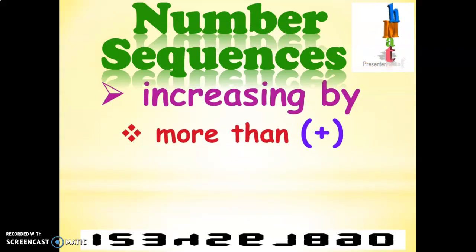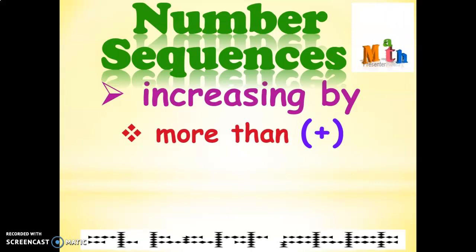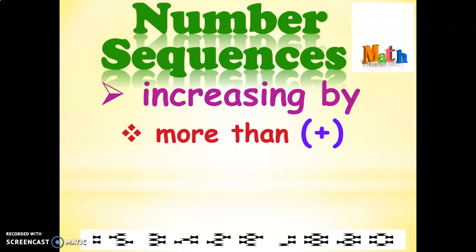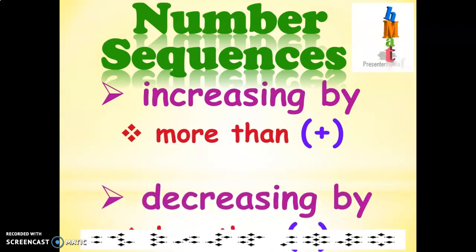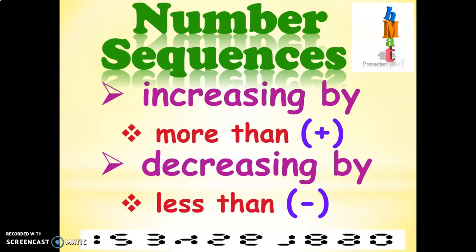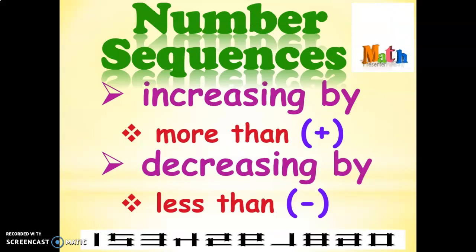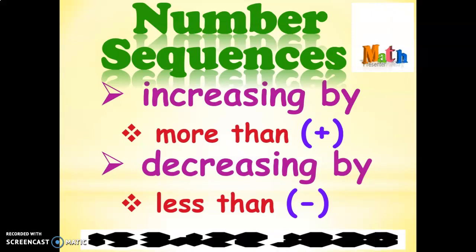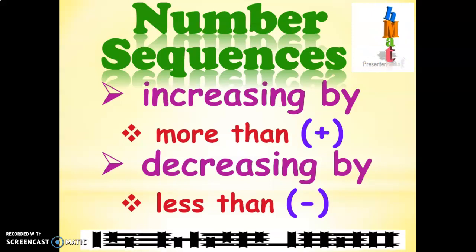The first one is increasing by. This is the same as saying more than or using plus to find the answer. The other rule is decreasing by. This is the same as saying less than or using minus to find the answer.